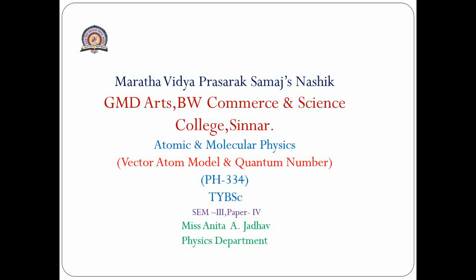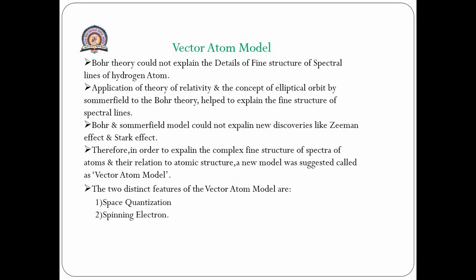In this lecture, I am going to discuss the first chapter of atomic structure, with a new topic: the vector atom model and quantum numbers. In the last lecture, we already explained the Bohr-Sommerfeld theory, in which I introduced three quantum numbers n, k and r, where n represents the principal quantum number, k is the azimuthal quantum number, and r is the radial quantum number.